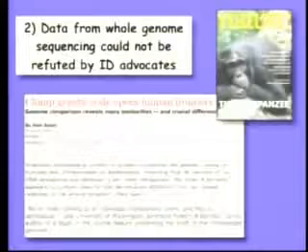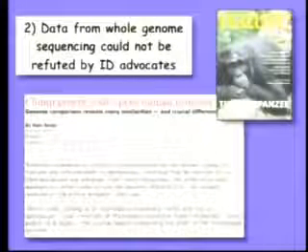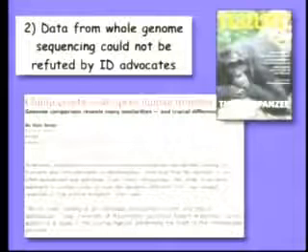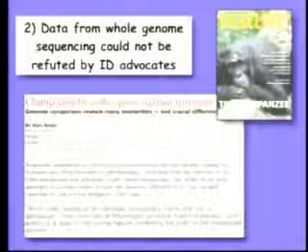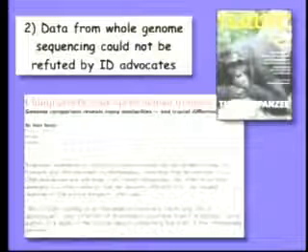The second thing that you saw at the trial was that when data was introduced at the trial, which I and another witness introduced from whole genome sequencing, the intelligent design advocates just literally had nothing to say. We weren't asked questions in cross-examination. The other side never brought it up. They never argued against it. They just left it. Here's an example.